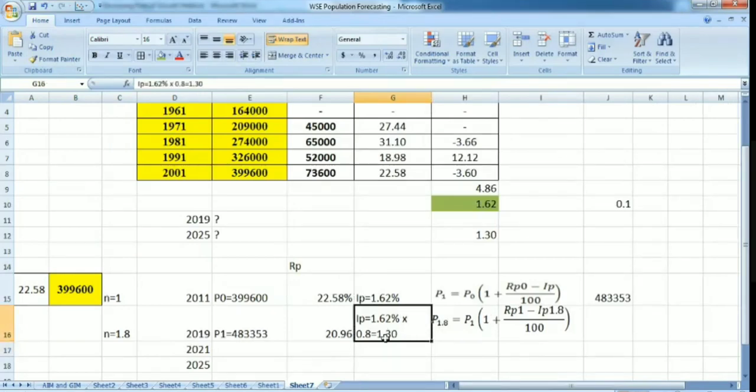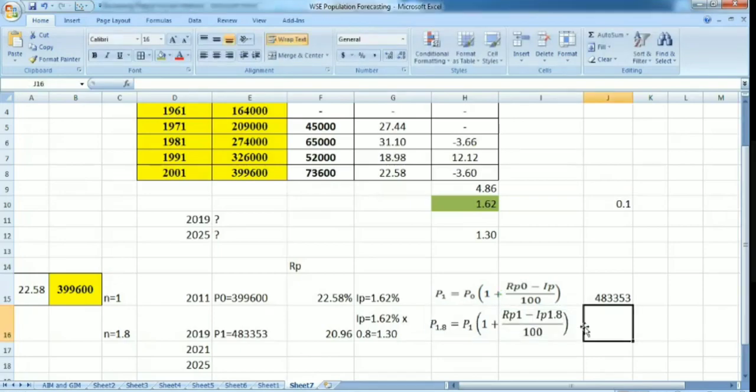Why have I not considered 1.62%? Why am I considering 1.3%? Nikhil, what is the reason? See, sir, this problem is not solved in your textbook. Please understand, so I want you to pay attention to this particular solution. You can start searching in your textbook, you won't get this solution.